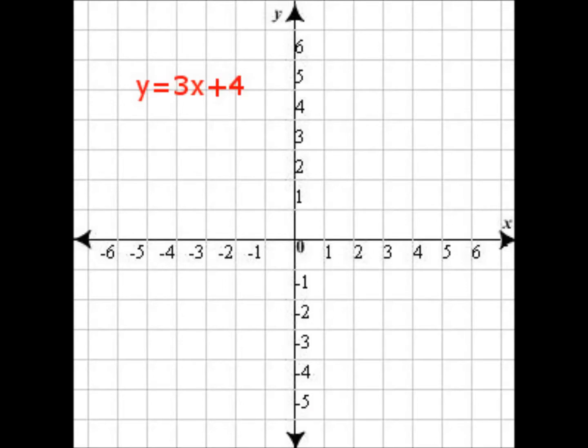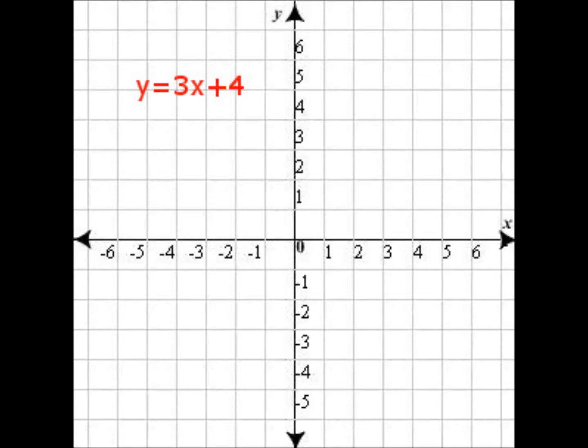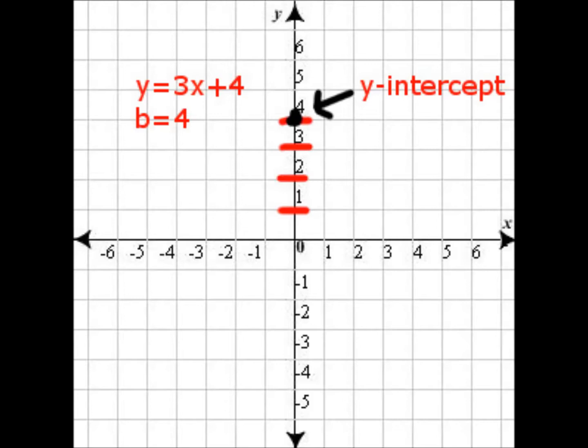So let's take a look at this linear equation here and go through the steps. The first step is, is it simplified? Yes, it is, so we can move on to the second step. The next step is graphing the y-intercept. The y-intercept in our equation is a positive 4. So from the origin, we will go up 4 spaces to land at the point 0, 4. And that is how we graph our y-intercept.